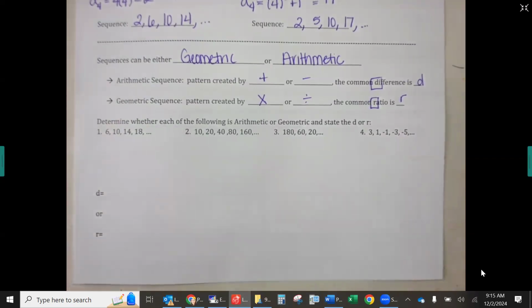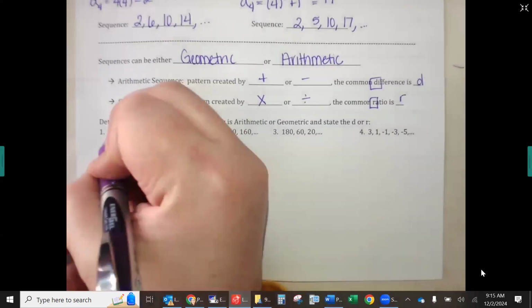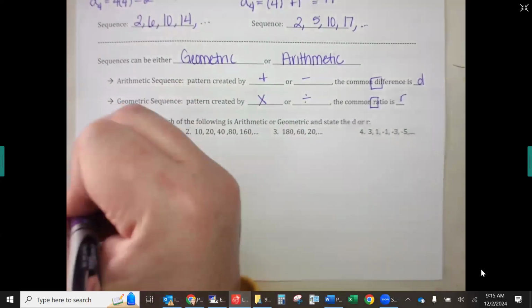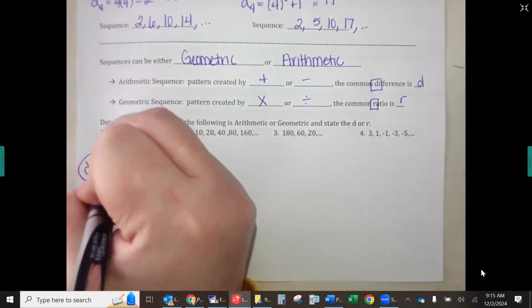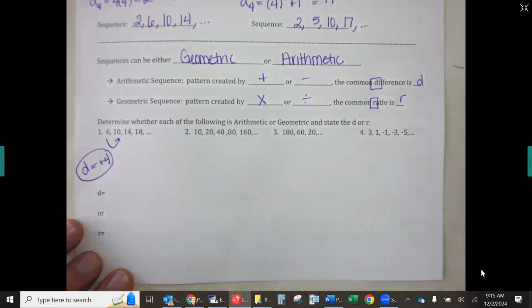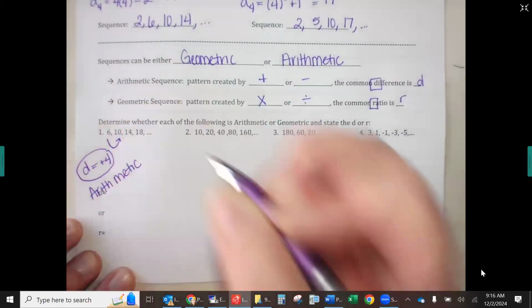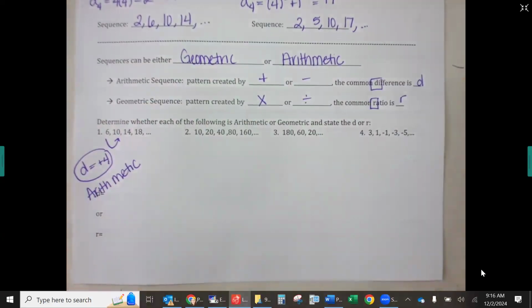It goes from 6 to 10 to 14 to 18. What's the pattern each time? +4. And if it's a +4 pattern, that means it's a difference of 4, and that makes it arithmetic, because remember, arithmetic is plus or minus patterns. Okay, and actually, if you want to be lazy, maybe you could just put an A for arithmetic, G for geometric. Okay, go to number 2.